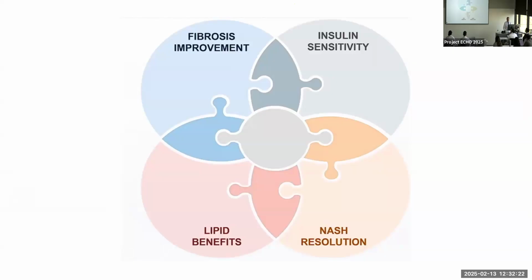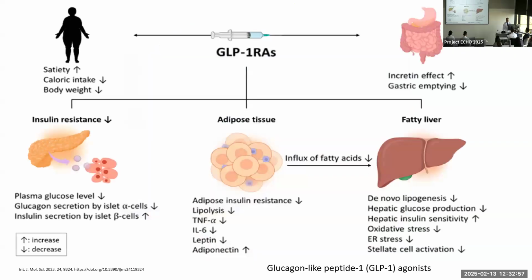So for the new medications, I want to show the targets we want to hit with MASH treatment. One is fibrosis improvement. On the other side, we have to improve insulin sensitivity. We have to resolve the NASH, and we need some lipid benefits. The best medication will be just in the middle. But because of the heterogeneity of the pathophysiology of MASH, probably one medication will not be enough.